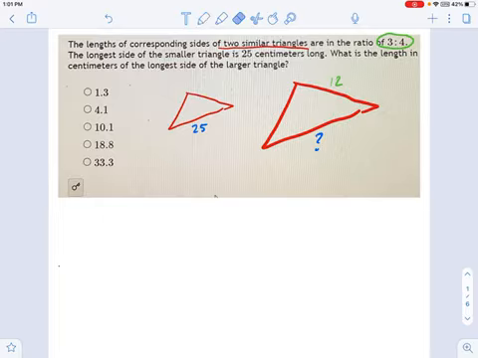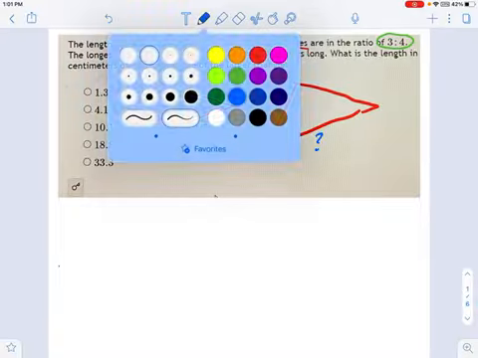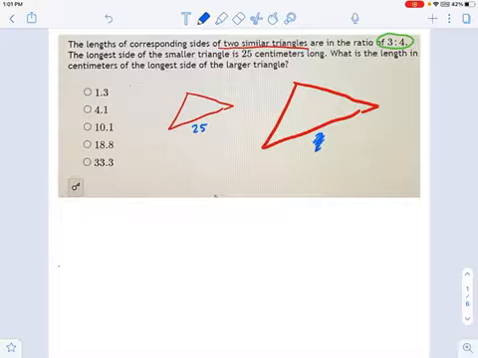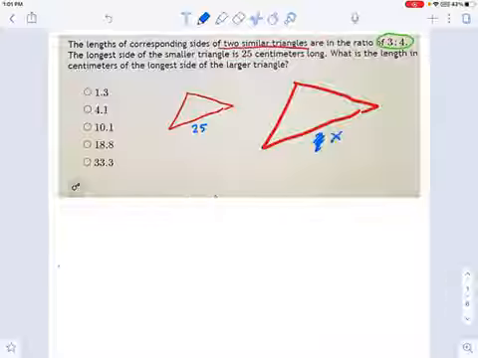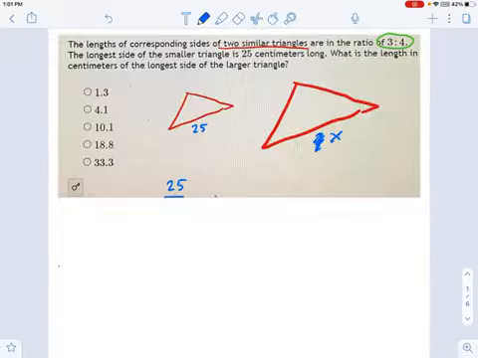But the important thing is, if you divide any side of the long triangle by a side on the short triangle that matches, you're going to get this consistent ratio. So I'm going to call this thing over here that I want x. Okay, let's just label that. And I'm going to say 25 divided by x, right? The small triangle divided by the big one has to be in this ratio of 3 to 4.